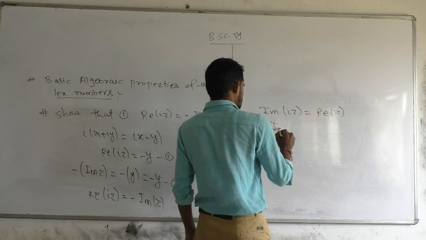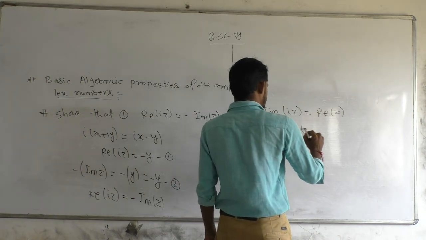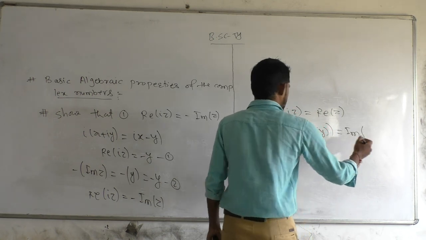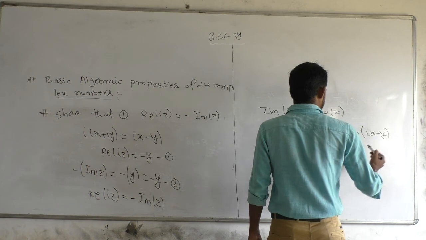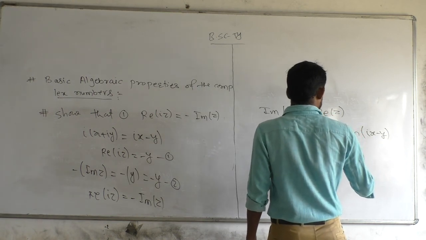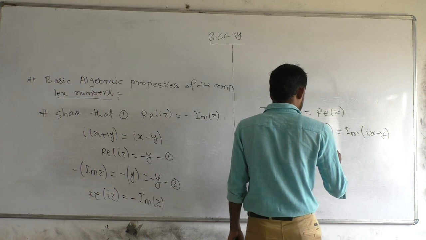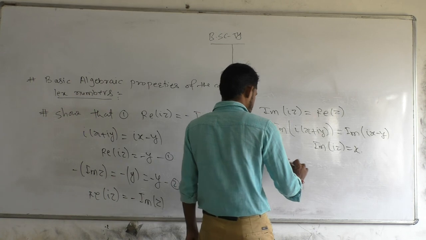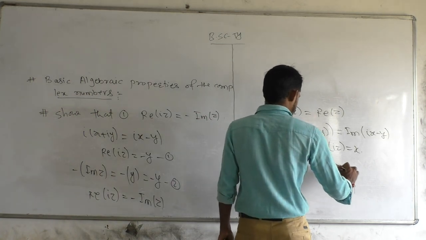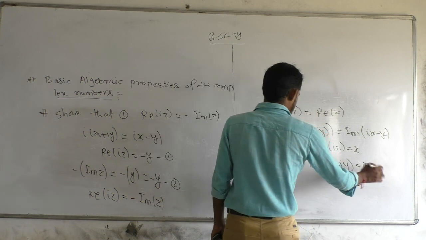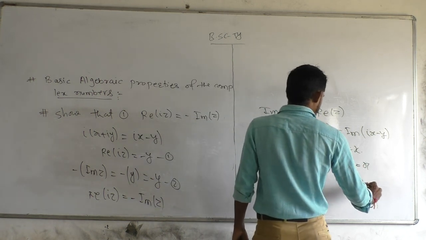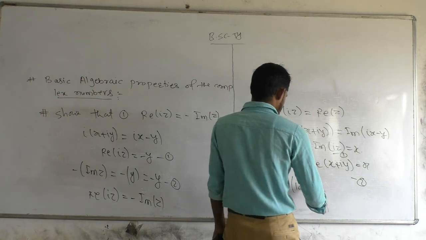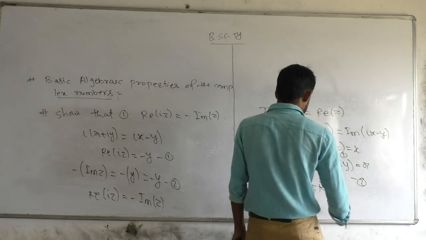Now the imaginary part of i times (x plus iy) is equal to the imaginary part of (ix minus y). So the imaginary part of this is x. So the imaginary part of iz is x. Now the real part of z is equal to the real part of x plus iy, which is x. So from 1 and 2 we can say that the imaginary part of iz is equal to the real part of z.